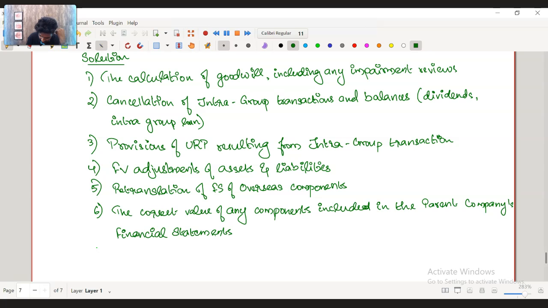What is the correct value of any components which are included in the parent company's financial statement? So how they have reported the components investment in their financial statement. So these are the few consolidation adjustments which could affect the balances.